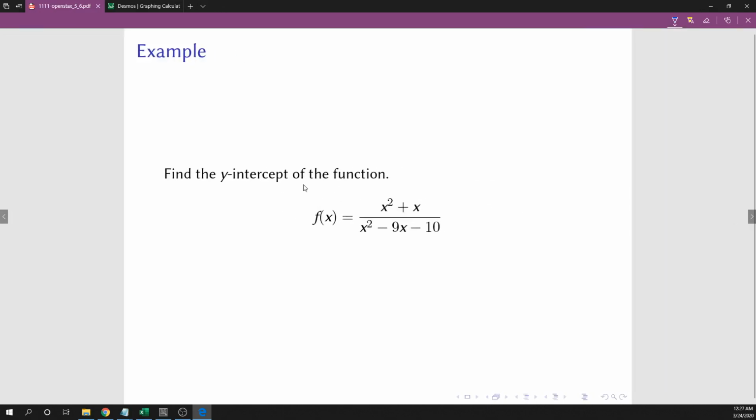So find the y-intercept of the function. So I would just plug in 0 and see what I get.